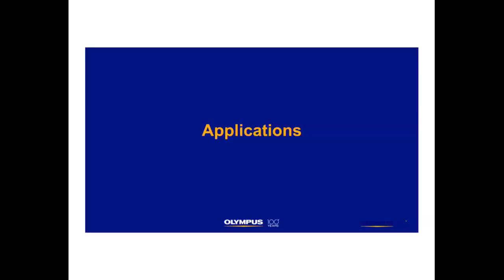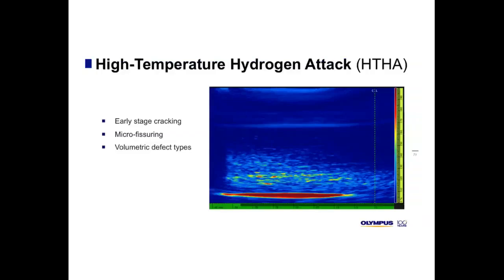Now let's talk about the applications where we already see some use of TFM. Let's start with the high temperature hydrogen attack, the HTHA. The voids for a stage 1 HTHA damage can be as small as 5 to 10 microns. So needless to say, the inspection requires a focused, high-resolution type of inspection.